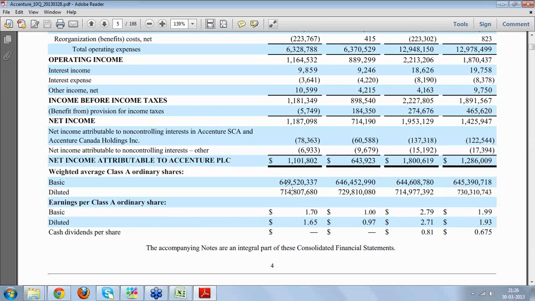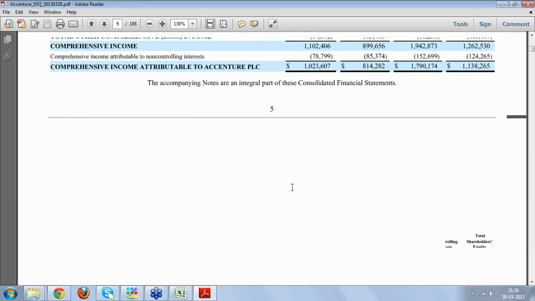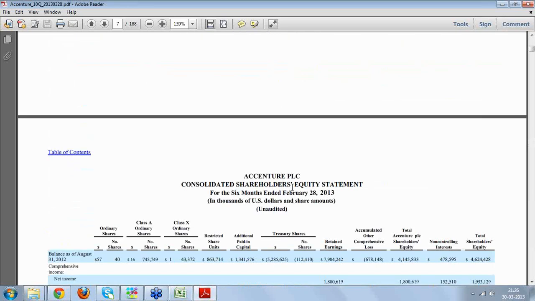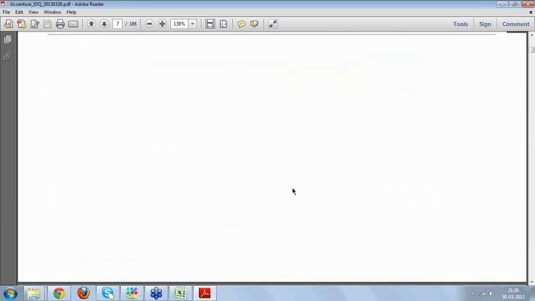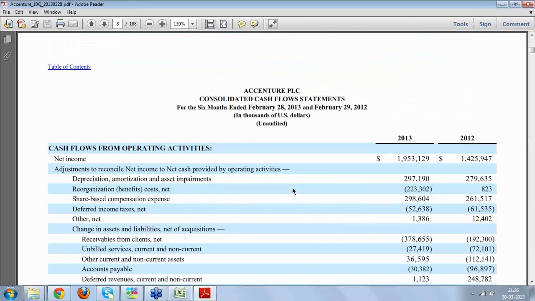So I'll further go down and figure out, page down, why the number of shares are different between basic and diluted. There may be options. There may be some other convertibles. So I need to understand what exactly is the treatment. So I further go down.